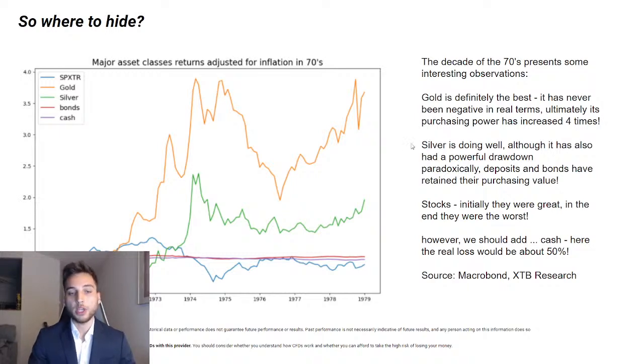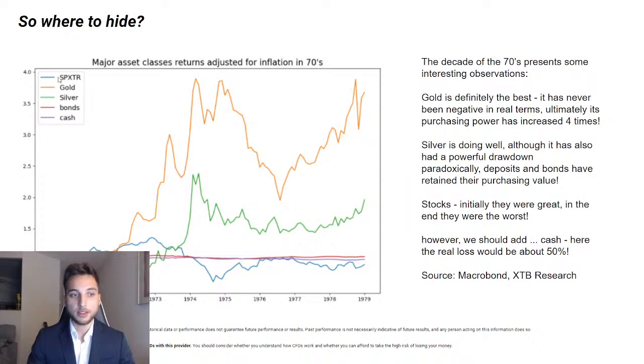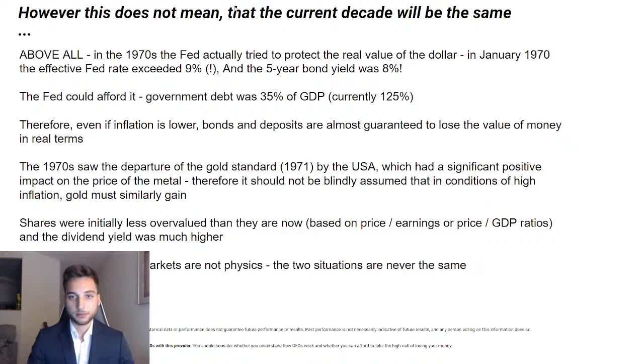But in the 70s, when we had that record inflation here, as you can see, between 1970 to 1980 in the US, this was the performance of assets. Of course, gold was king at the time, and that's really the main point to take out here. However, and this is the disclaimer, that does not mean that the current decade will be the same.